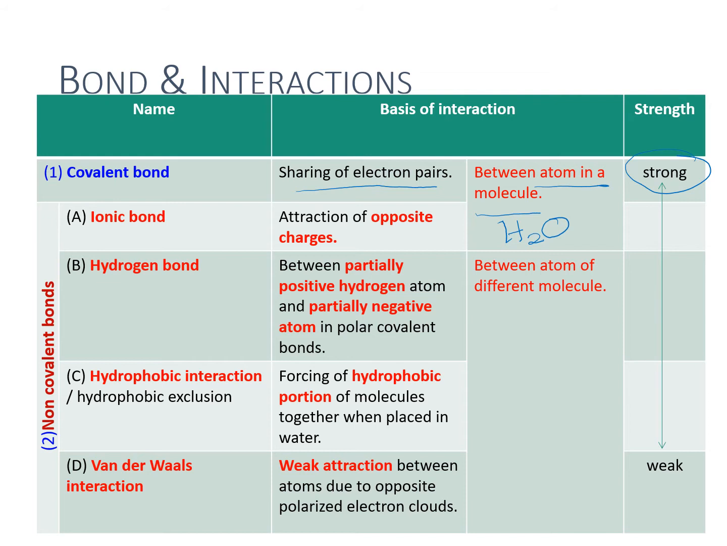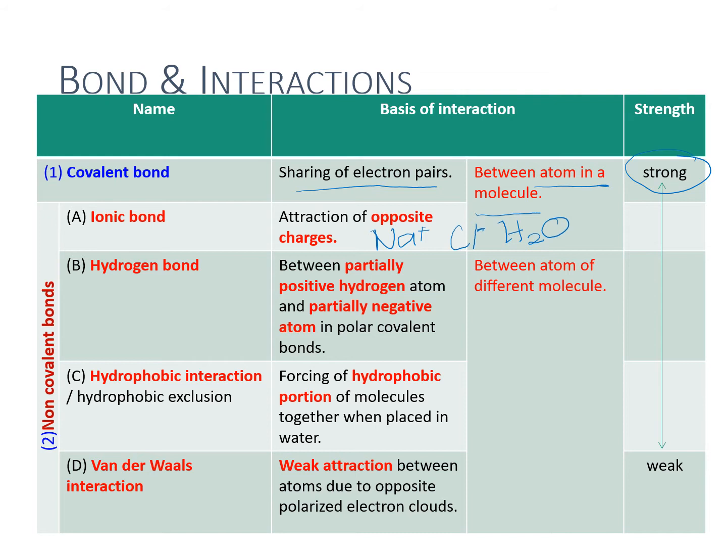So ionic bond involves attraction of opposite charges between atoms in a molecule. For example, the ionic bond that forms between the sodium ion and the chloride ion. The sodium ion will have a positive charge and the chloride ion will have a negative charge. So the positive and the negative charge will attract each other in the formation of ionic bond between the sodium and the chloride ion to form sodium chloride salt.